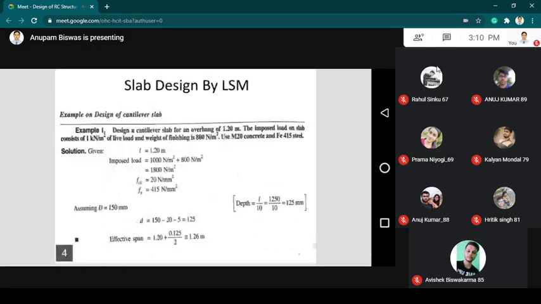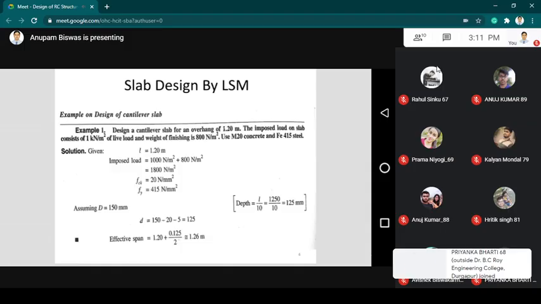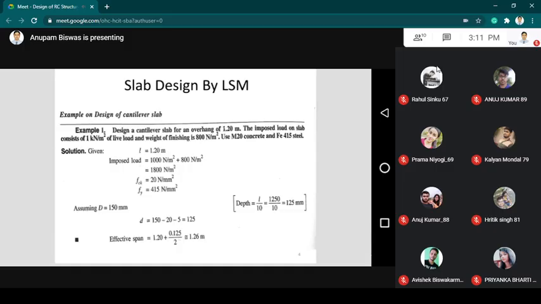So let us discuss one example of the cantilever slab. There is a cantilever slab having an overhang of 1.2 meter, and it is carrying an imposed load on the slab that is 1 kilonewton per meter square, with a finishing of 800 newton per meter square, and it has been asked to consider M20 grade concrete and Fe415 steel.